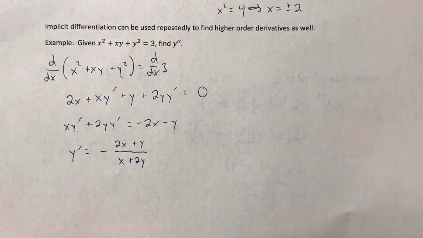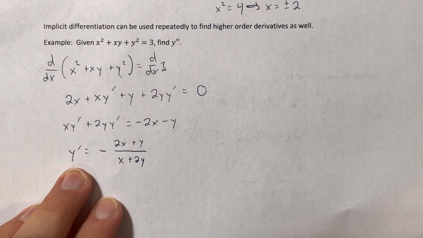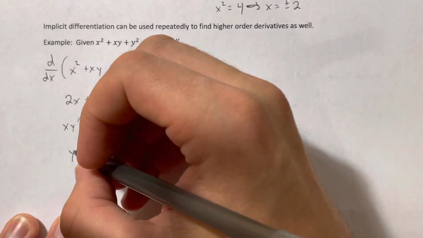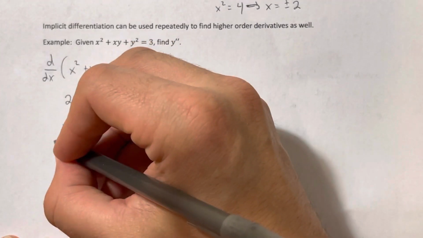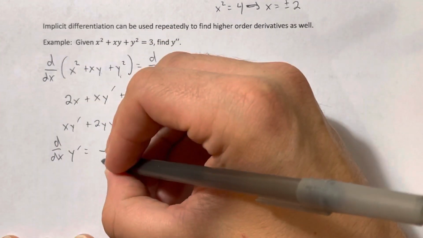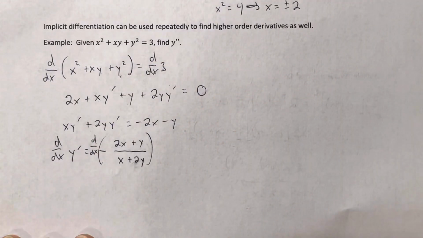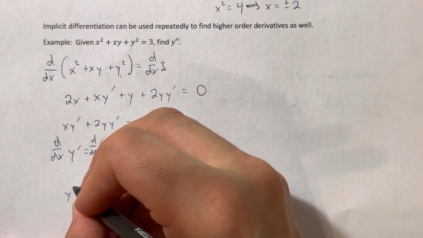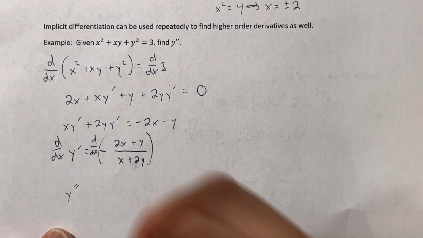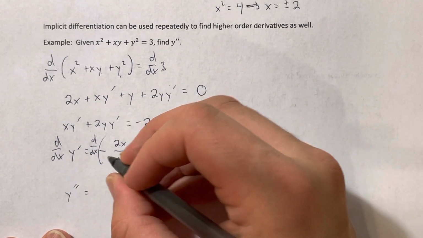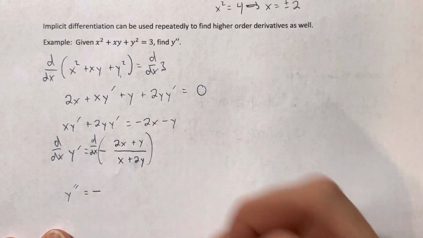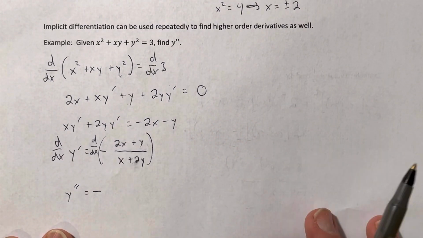Okay? So now what I want to do is find my second derivative. And I can do that by differentiating both sides of this with respect to x. So if I do d/dx of this side, d/dx of that side, I'll end up with y double prime on my left. But what about my right? Well, I can take the negative out completely, and I'm stuck using the quotient rule here.